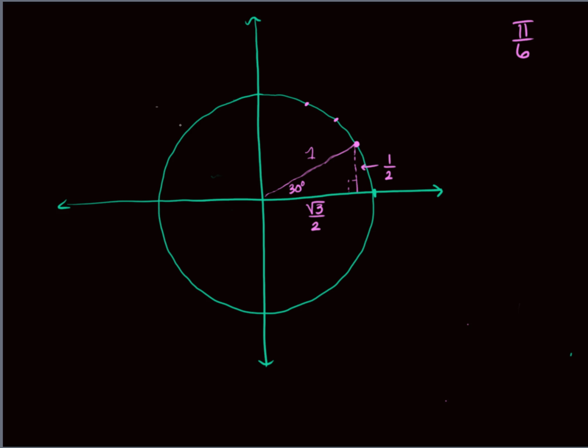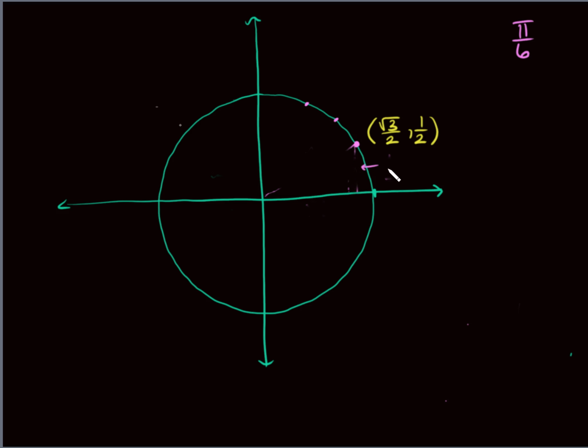So what do I know then? I know that this point right here is root 3 over 2, comma 1/2. Okay, so there's my x value, there's my y value, and that just comes from what I know about a 30, 60 degree triangle. Let's see if we can fill in any of these other ones. Maybe I don't just know 30.